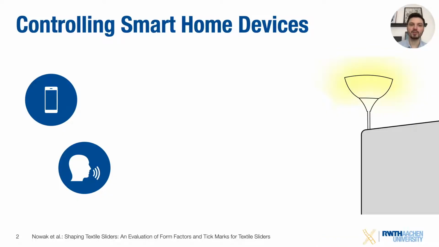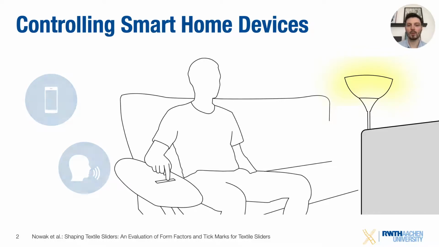The most common way to control smart home devices like lights, fans, and media devices are movable remote controls and speech. While remotes are not necessarily always there when they are needed, speech might be inappropriate in certain scenarios, for example when watching a movie. With textile interfaces, we can integrate unobtrusive controls for smart home devices where they are needed. For example, into furniture like sofas and beds, but also into decoration like table runners and pillows.